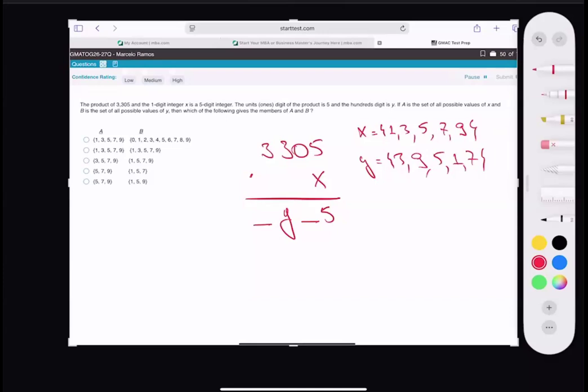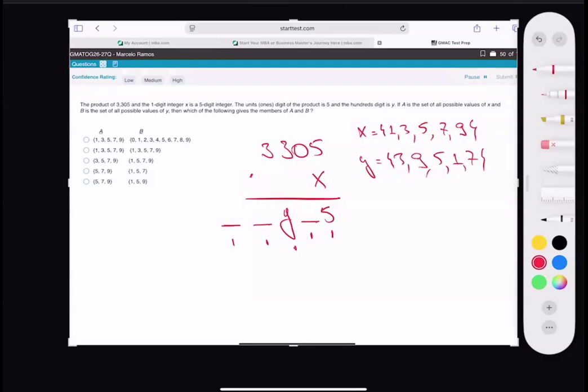5-digit integer stuff. I don't think 1 and 3 work, because we have another one, right? So I have the ones, I have the tens, I have the hundreds, I have the thousands, and I have the 10,000s. Do you guys agree?